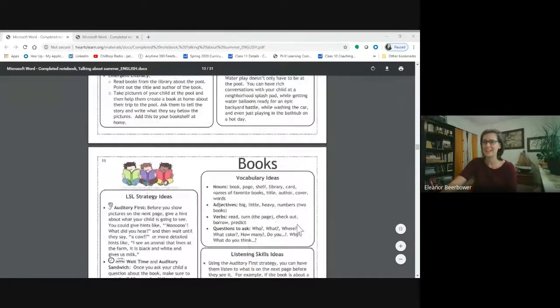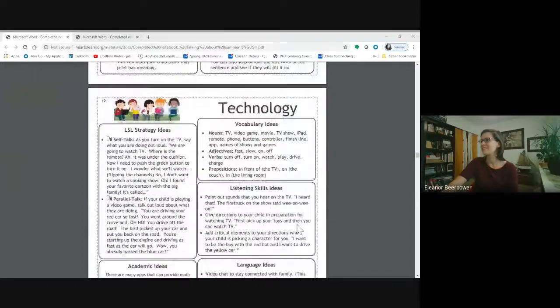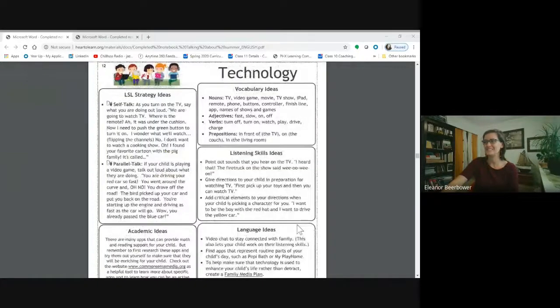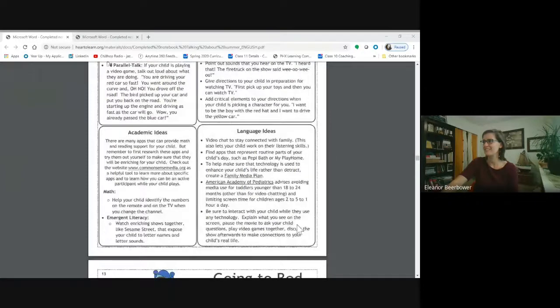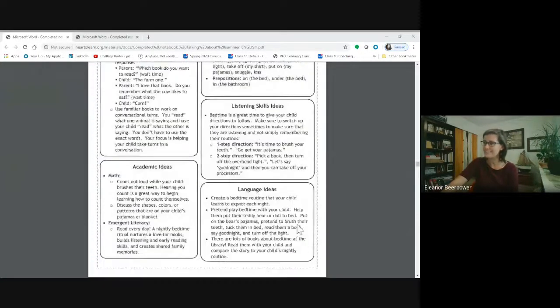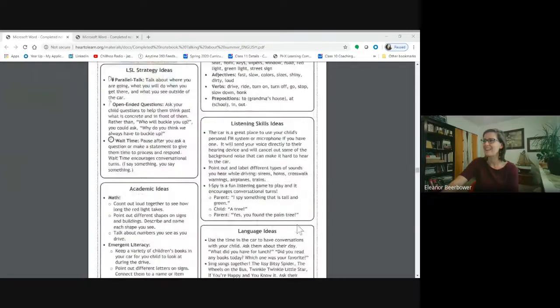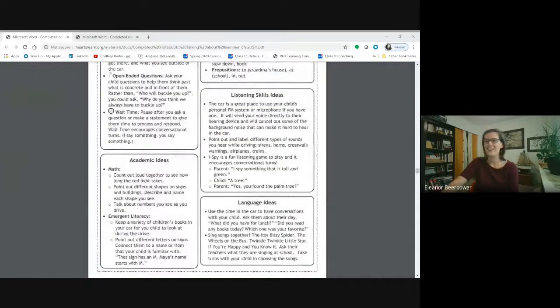You'll also see we have information about books, technology, going to bed. Every kid goes to bed. Being in the car. And all of these are just typical kid things that you can really work hard to use the information to enrich these activities.